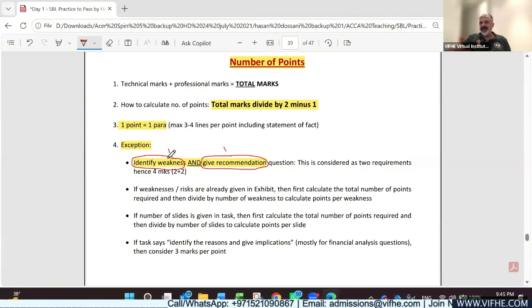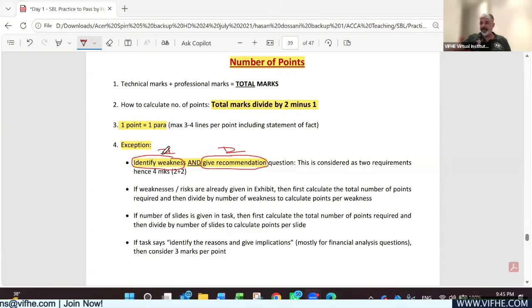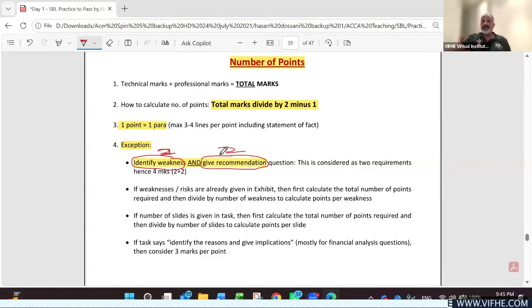So when you get a question like this, identify weakness and give recommendation, it is 2 marks for weakness and 2 marks for recommendation. Is that clear, guys? These are separate points. Identifying weakness is a separate point, so 2 marks for weakness, and giving recommendation is a separate point, so 2 marks for recommendation.